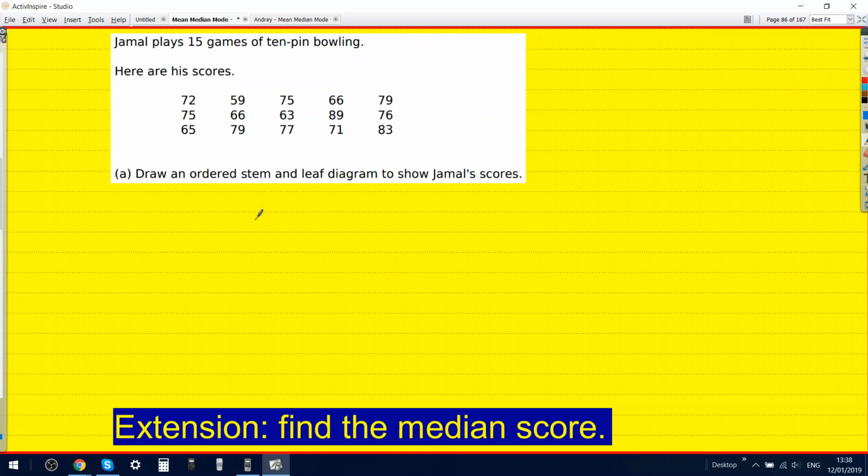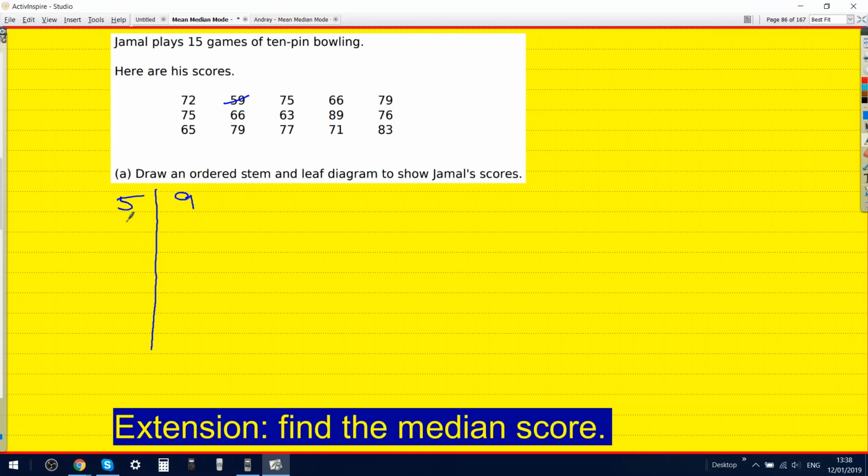So for example, the lowest number on here is 59. So you put 5, and then you draw a line, and then you put 9. And then you do it for the rest of the numbers.